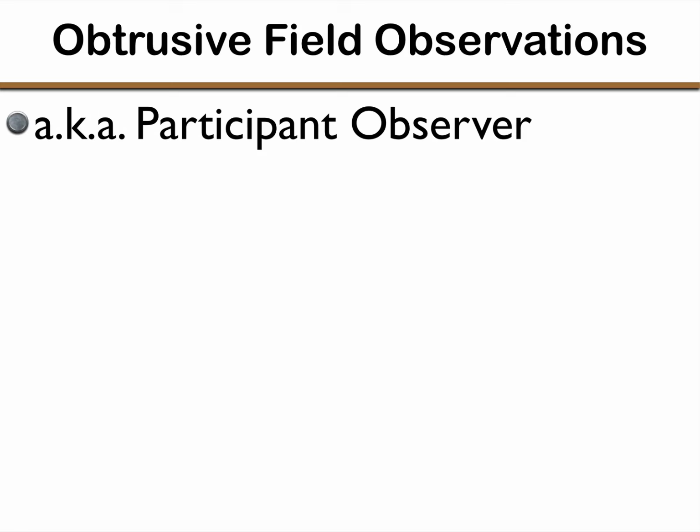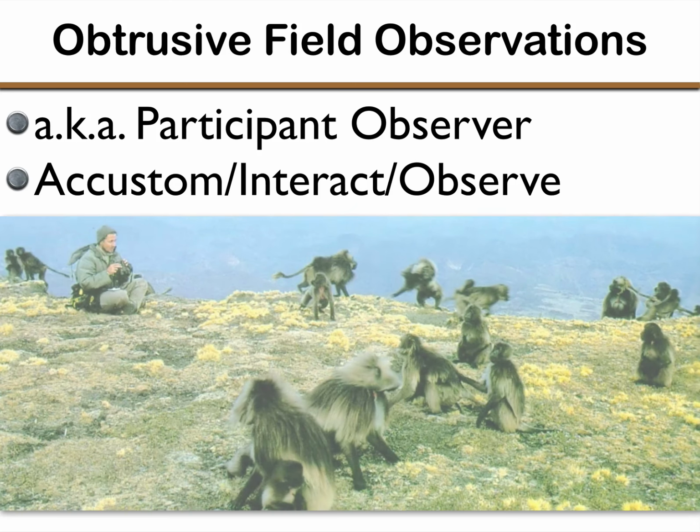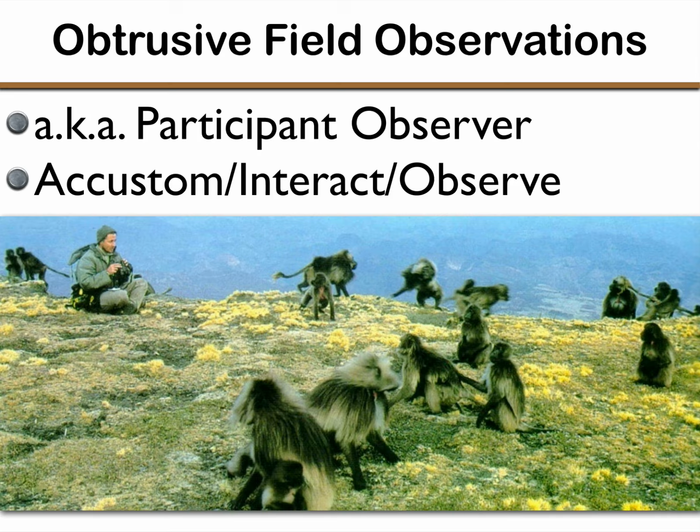So in sociology, actually, this is called the participant observer technique, which operationally defines what we mean by obtrusive field observations. You are observing the organisms while you are a participant among them. You're part of their group. So that's basically what I said before. You accustom your subjects to your presence while you're interacting with them and making your observations. And that's exactly what this scientist is doing. Here's some pretty interesting examples of this.